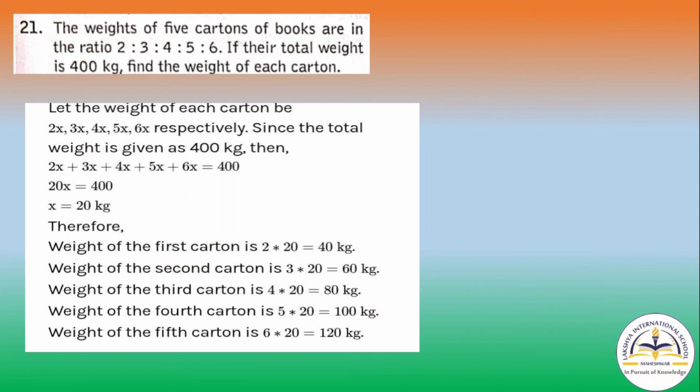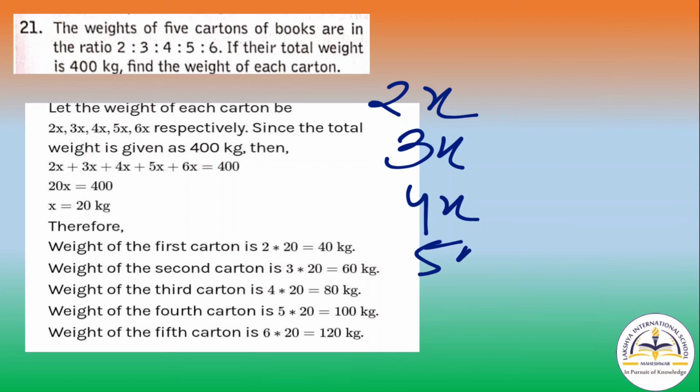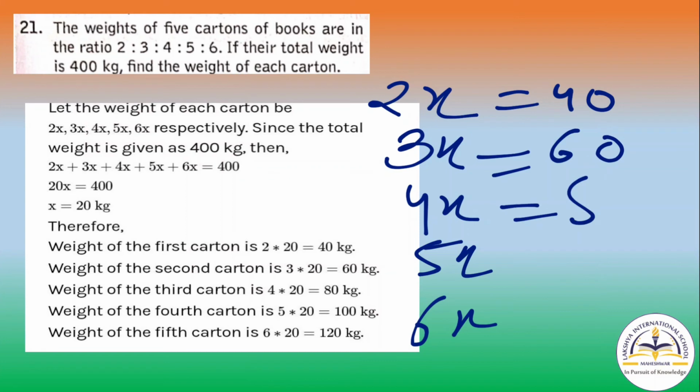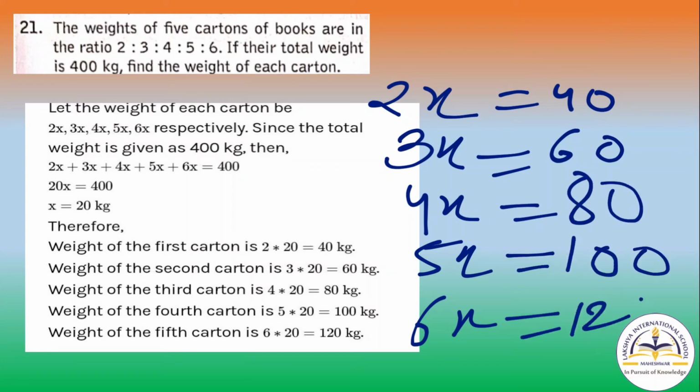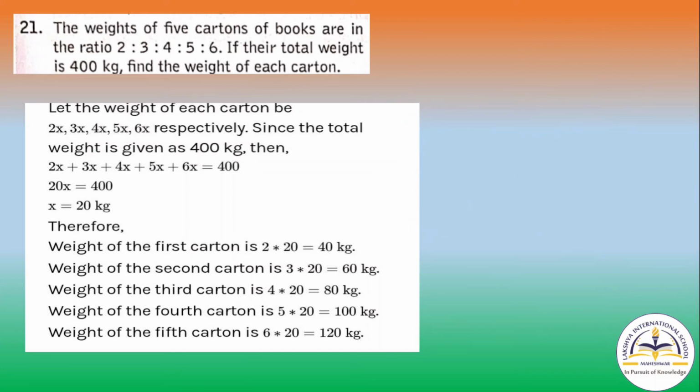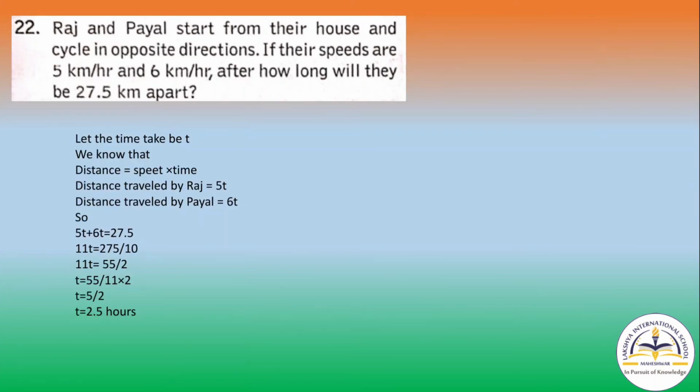Now you have to find all the values. Here we got the value of x, that is 20 kilograms. Now find 2x, 3x, 4x, 5x and 6x. Multiply 2 into 20, which is 40. 3 into 20 is 60. 4 into 20 is 80. 5 into 20 is 100. 6 into 20 is 120. These values are all in kilograms because we have found the weight of each carton. Now question number 22 you have to solve.